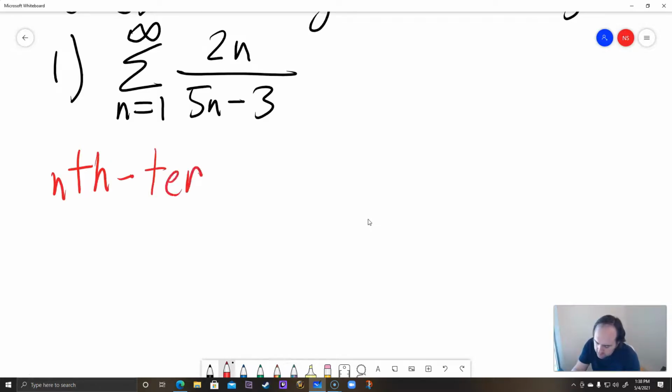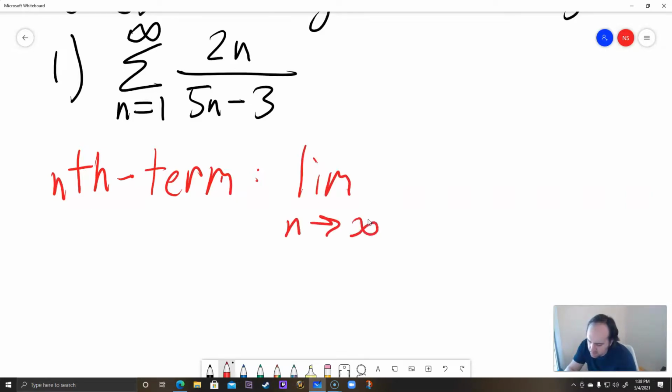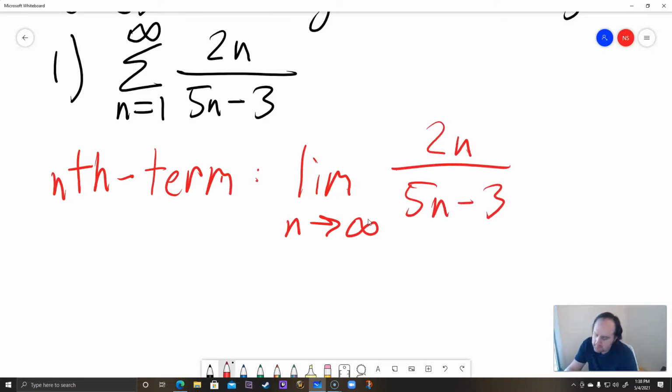Nth term. The time you want to use an nth term test is in a situation like this, where it's very easy to calculate the infinite limit, because on the top you have a 2n, on the bottom you have a 5n minus 3. So by the nth term test, if we do the limit as n goes to infinity of 2n over 5n minus 3, that's actually going to be very easy to calculate.